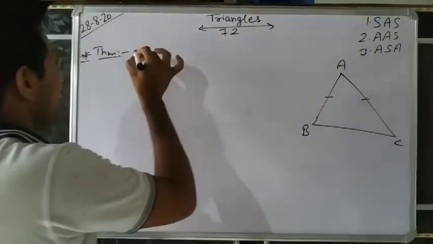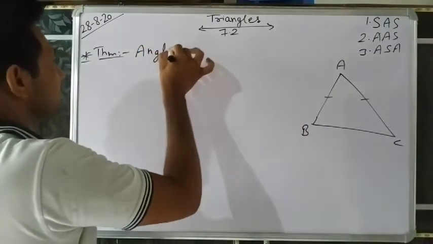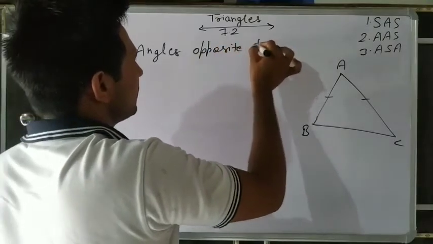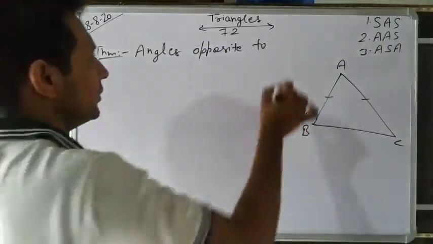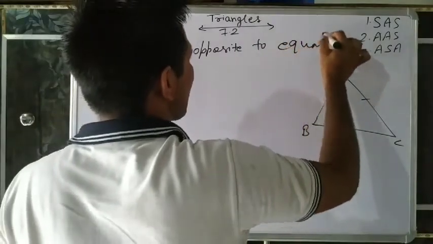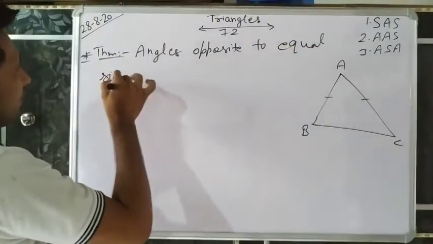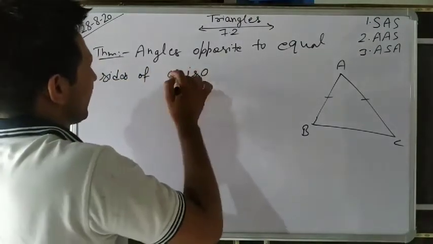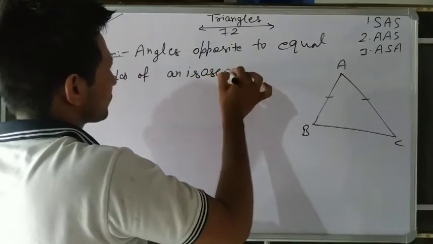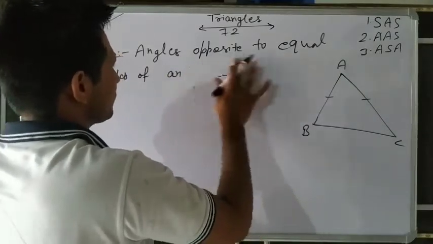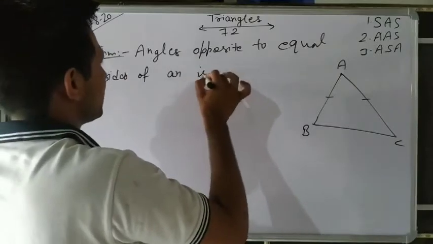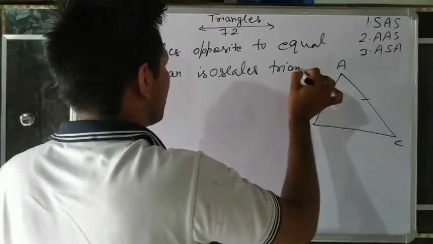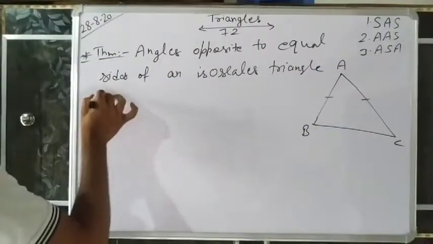then we write: angles opposite to equal sides of an isosceles triangle are equal.